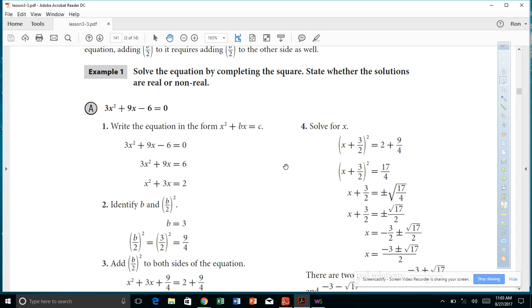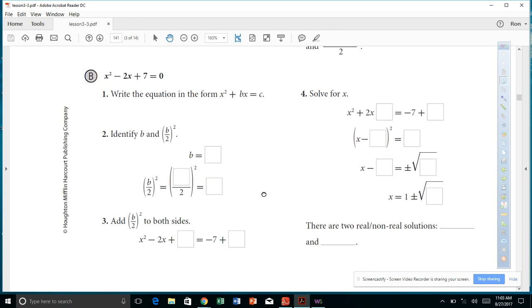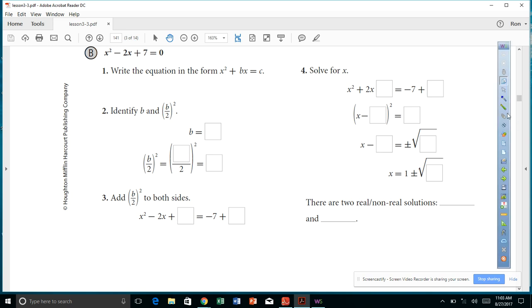Solve the equation by completing the square. State whether the solutions are real or non-real. So I'll let you do A, and when you get back, we'll go over B together.